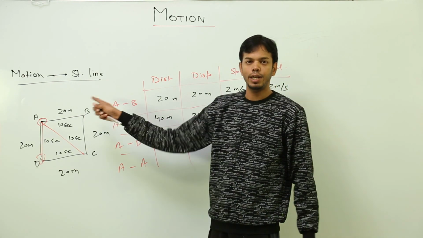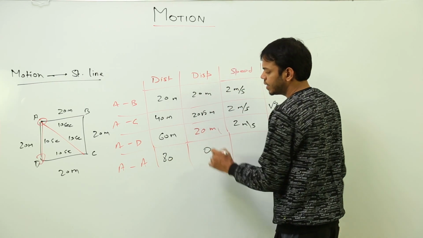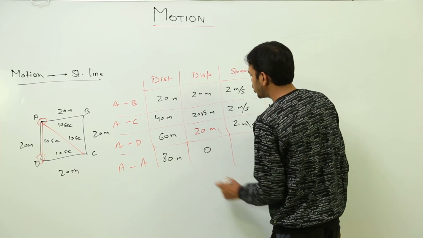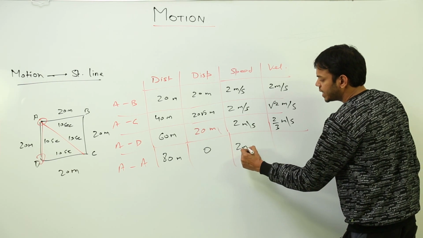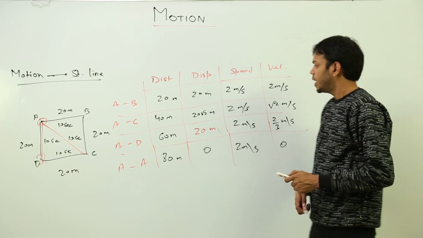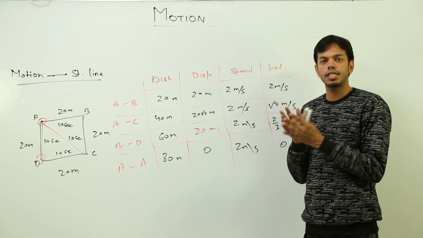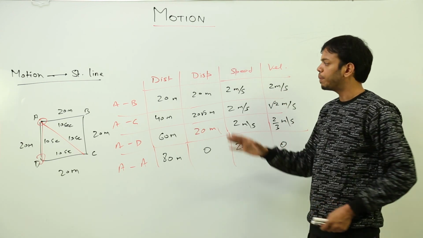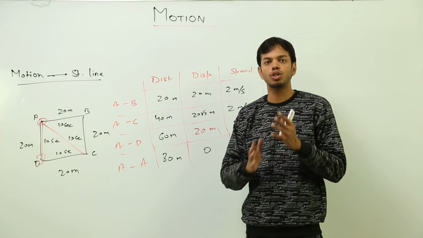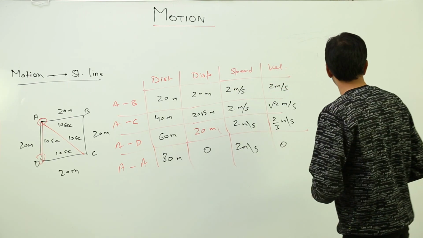Lastly, from back A to A, distance is 80, displacement 0, right? Because initial and final positions are the same. So speed again remains the same, whereas velocity becomes 0 because displacement is 0. So this is the basic. Now you have understood the difference between distance, displacement, speed and velocity, because this is the most important information you should know at the beginning of this chapter, and it will help you understand the further topics very easily.